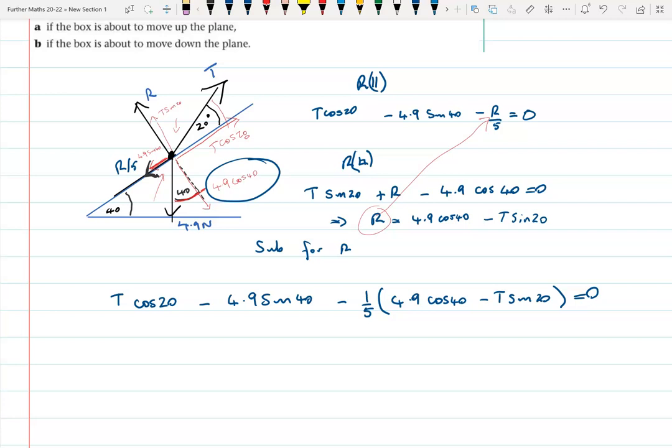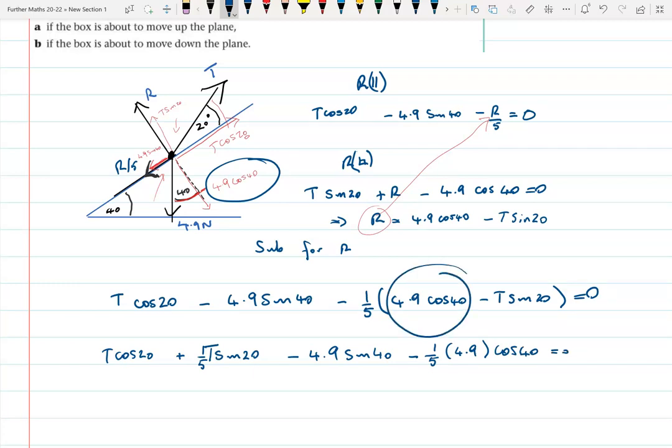So that should enable us to rearrange and get a value of t. Bringing the t bits together and multiplying out, we've got t cos 20 there. And when we times this by 1/5, being careful of the double negative, that's going to be plus 1/5 of sine 20 t. Then we've got the minus 4.9 sine 40, and then minus 1/5 times 4.9 cos 40, equals 0 from multiplying that out by the 1/5.